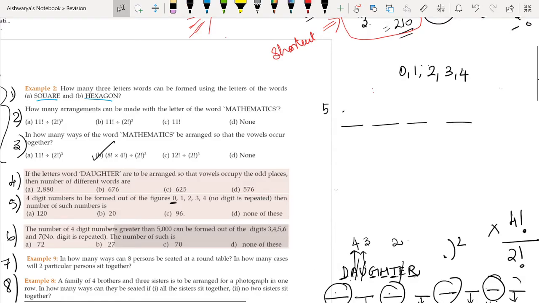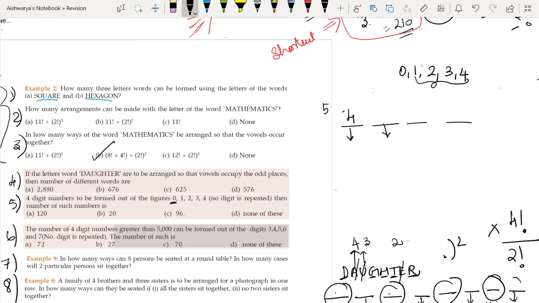So you have the numbers 1, 2, 3 and 4. Now in this 1, 2, 3 and 4, the first number cannot be 0. If it is 0, then it will not be a 4-digit number at all. So first number has to be any of these 4. Any of these 4 means there are 4 options for this place.